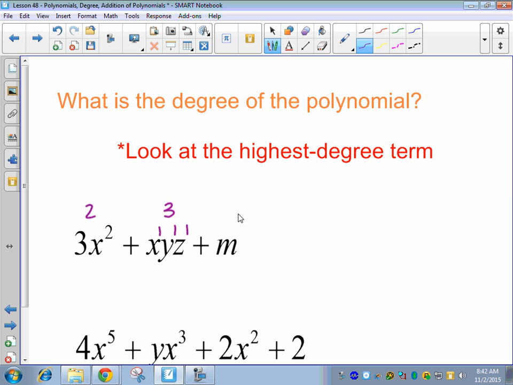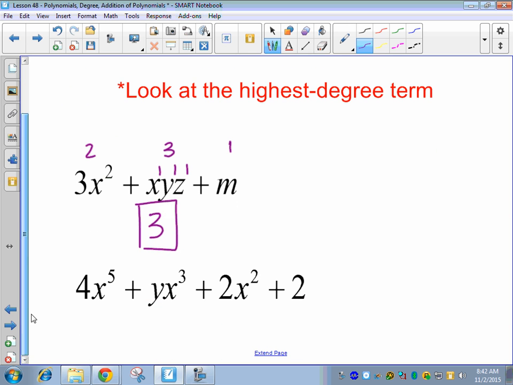This one has degree 3. This one just has degree 1. So if we're finding the degree of the whole polynomial, we look at the biggest degree, like the biggest term, I guess, the highest degree on a single term. So this one would be 3. Just look for that highest degree in the whole polynomial.